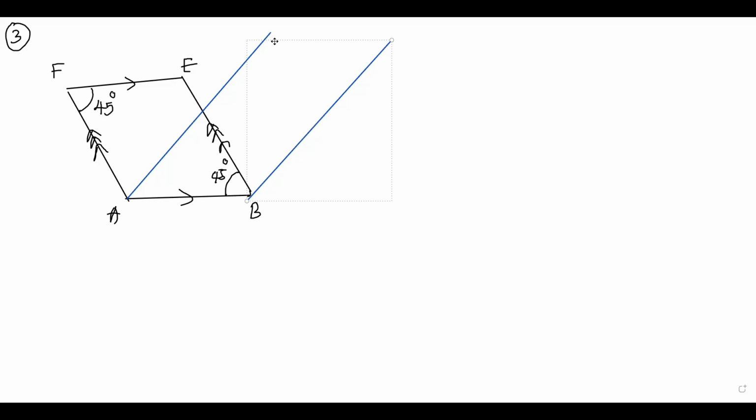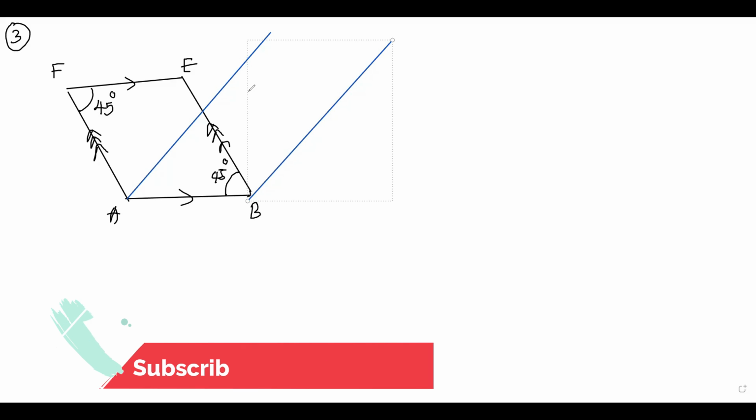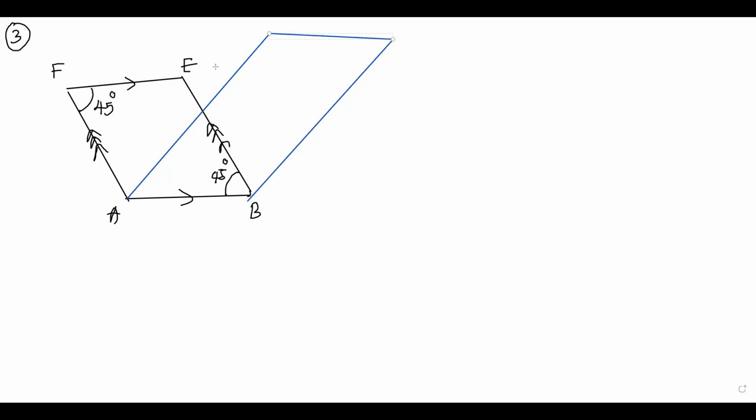Okay. There are two parallel lines. After that, you can take like this now. Okay. This one C and this one D, no? Yeah. There are some angles mentioned.